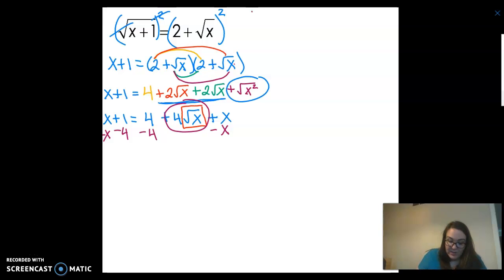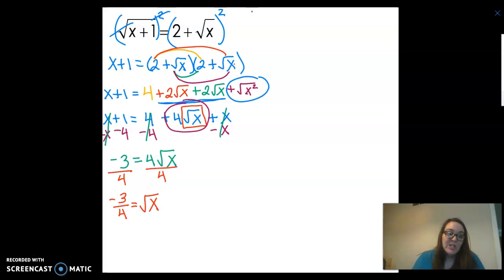So now I have this. Well, x minus x is 0. Perfect. 1 minus 4 is negative 3 equals 4 square root of x. Because remember, those are gone and that is gone. Now I'm trying to isolate that square root, so I can divide by 4. And now, although this looks ugly right here, negative 3 over 4 equals the square root of x.